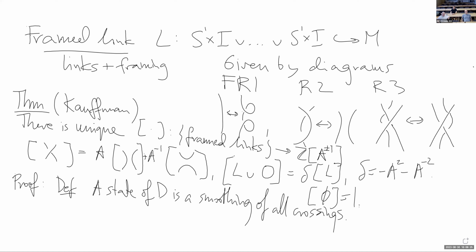And notice that by this relation we can eliminate all the crossings until we get states. And we have a sum here, but if we repeat this process n times, when n is the number of crossings, you will get a state sum formula, which says that the bracket of D is a sum over all states S.